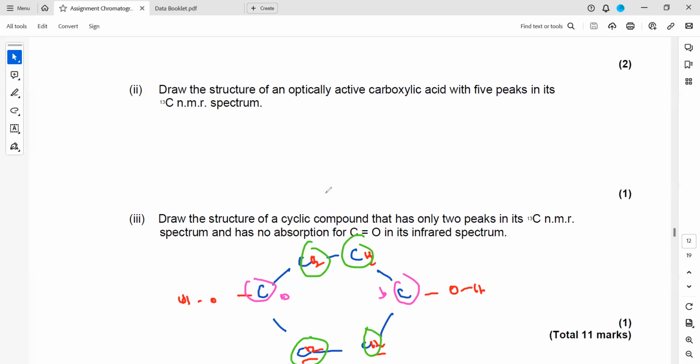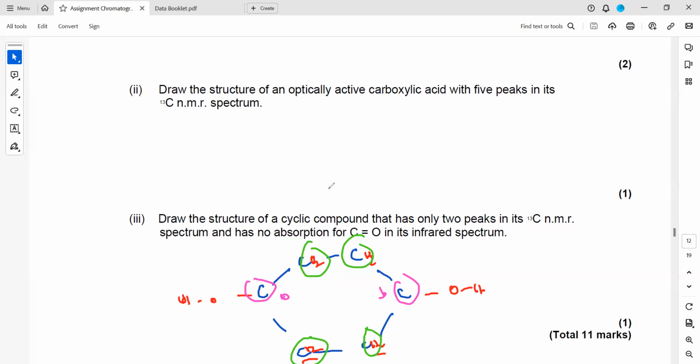Is it clear, this third part? Why did we not attach OH to any other place, why is it always on the adjacent one? Because if I attach it at any other site, it won't have the same surroundings as the other carbon atoms. Their environments will be different. As a result, it won't give two peaks. It will give multiple peaks.